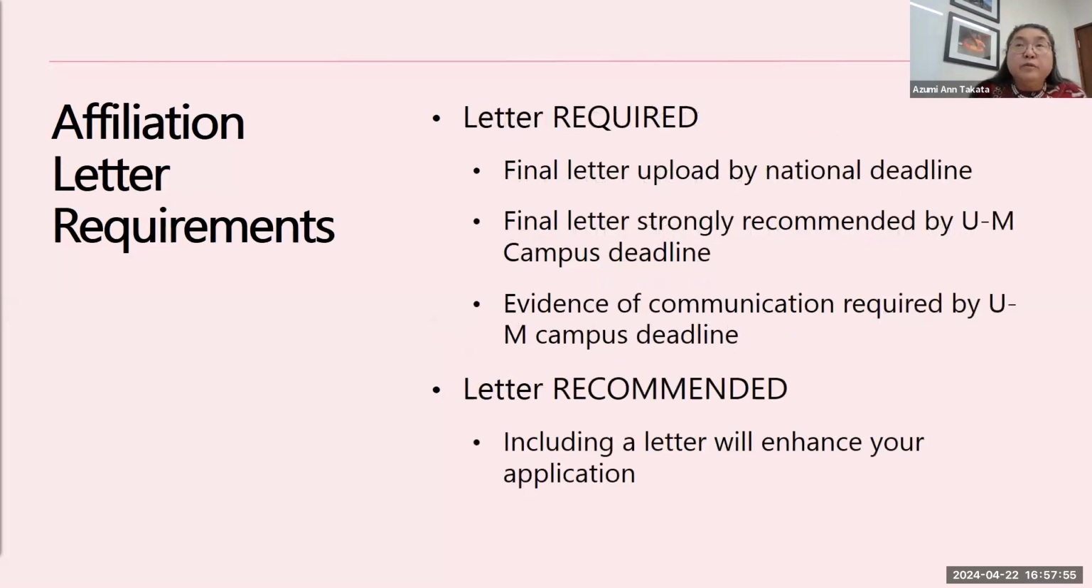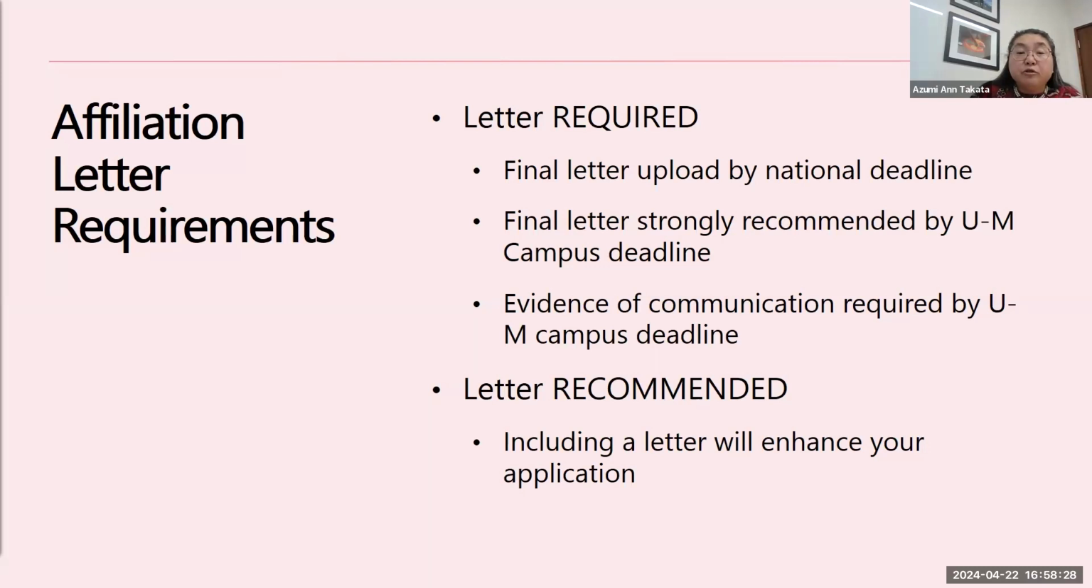As I said, the specification for individual awards can come basically in two ways. If it says letter required at national deadline, you will need to upload the final letter of affiliation by the national deadline. We will also say that the final letter is strongly recommended by the U of M campus deadline, but if you don't have it by the campus deadline in late August, it's okay, as long as you get the final letter by the national deadline in October.